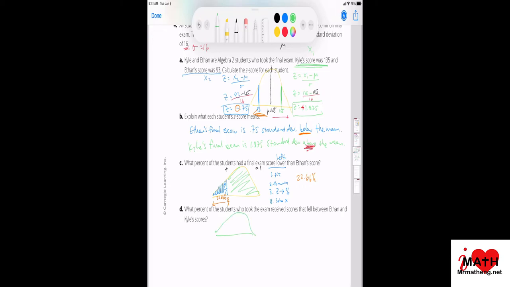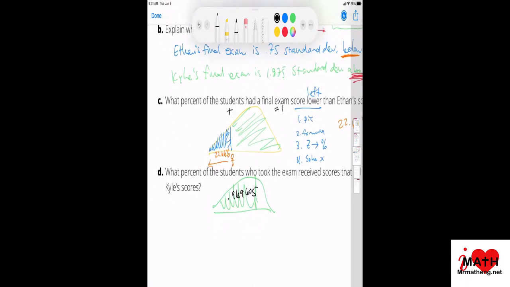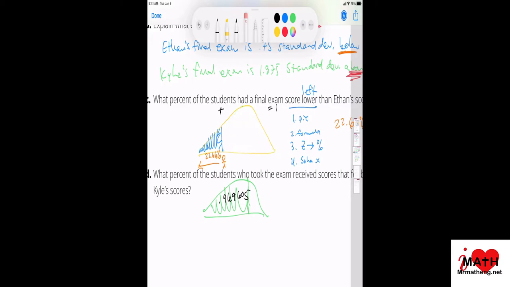So Kyle's is this region, which represents 0.969605. Let's use a different color. So if I just subtract the blue, then I'm going to get the leftover green. So 0.969605 minus, as a decimal, 0.2266. You will get a score of 0.74.